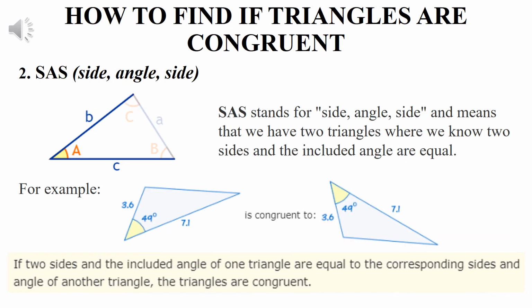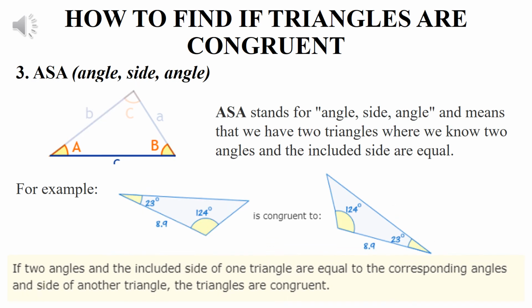2. SAS, side, angle, side. SAS stands for side, angle, side, and means that we have two triangles where we know two sides and the included angle are equal. For example, 3.6, 49 degrees, 7.1 is congruent to 3.6, 49 degrees, 7.1. If two sides and the included angle of one triangle are equal to the corresponding sides and angle of another triangle, the triangles are congruent.